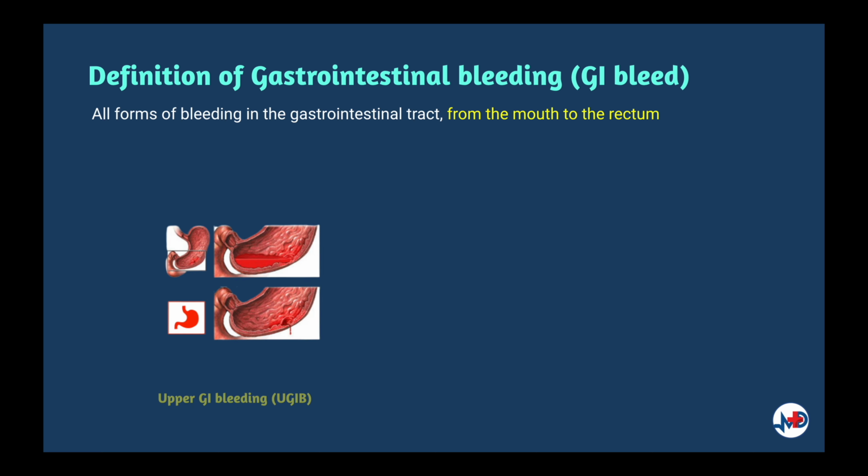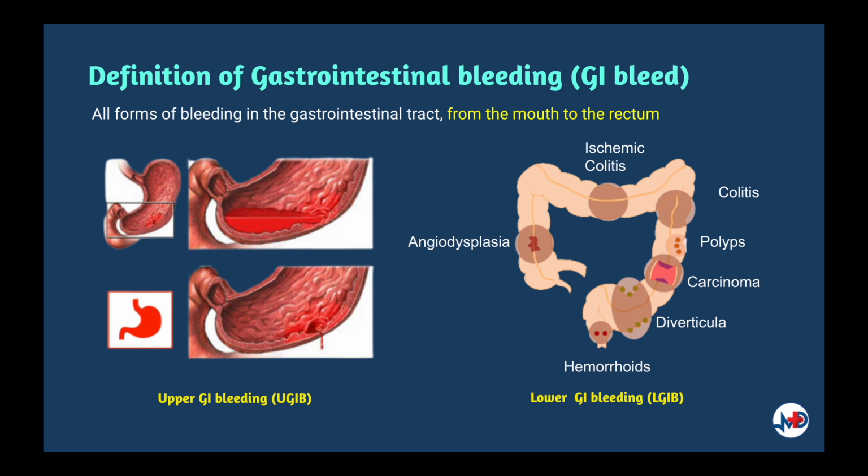So, what is gastrointestinal bleeding? GI bleed, also called gastrointestinal hemorrhage, is all forms of bleeding in the gastrointestinal tract from the mouth to the rectum. When there is significant blood loss over a short time, symptoms may include hematemesis, which is vomiting fresh blood, coffee ground vomitus, hematochezia, which is passing fresh blood per rectum, and melena.